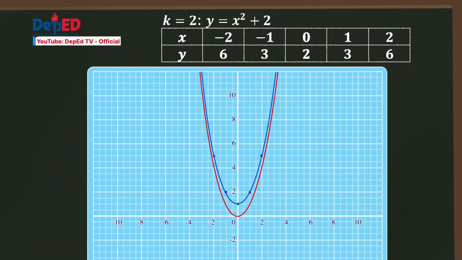To sketch the graph more accurately, we need 4 more ordered pairs, and these may be given as follows: (-2, 6), (-1, 3), (1, 3), and (2, 6). And you might have observed or concluded that the curve is the exact curve corresponding to the parent function, but it's just shifted 2 units upward. The vertex is also changed to (0, 2).